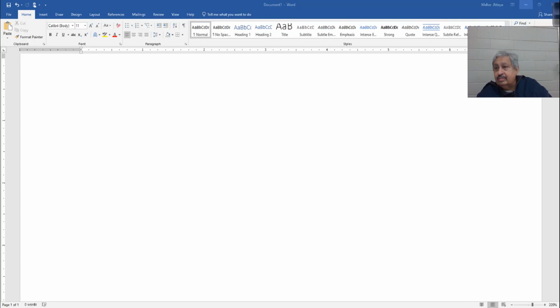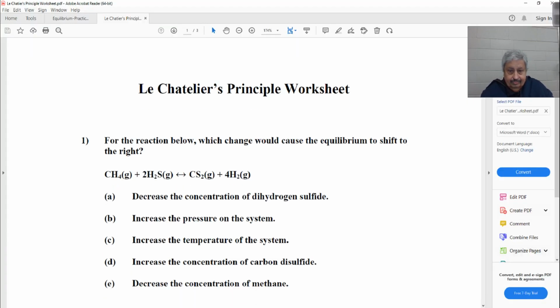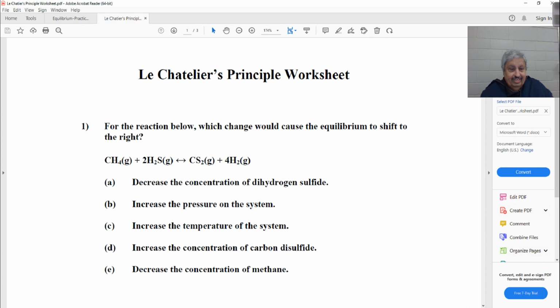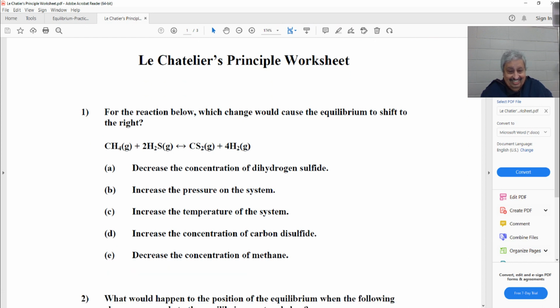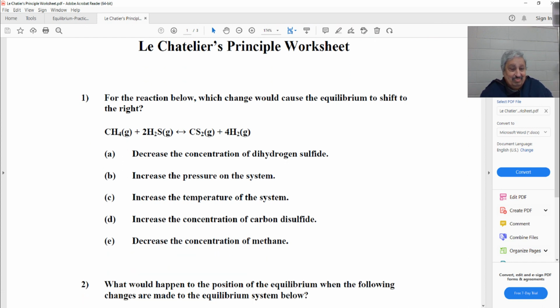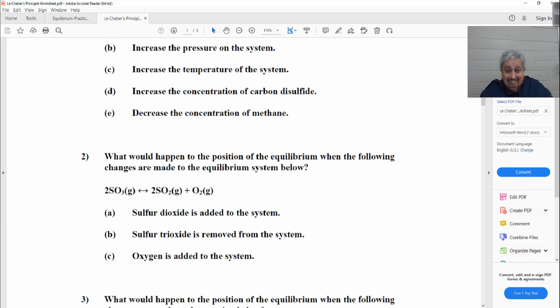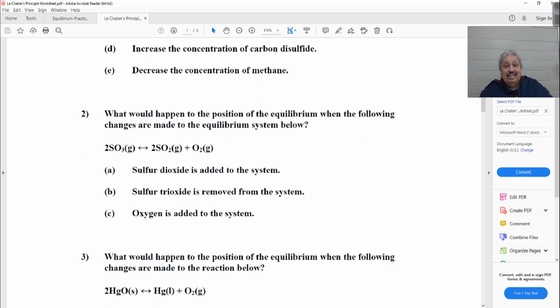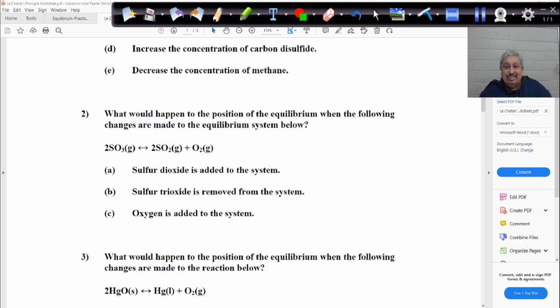So let's do it. To the right, yes, none of them is really affecting it, but we did the answer. Now, let's do it without looking at this answer. I'll put this one here. Answer without looking at multiple choices. What would happen to the position of equilibrium when the following changes are made to the equilibrium system below? Yeah, that's a good one.